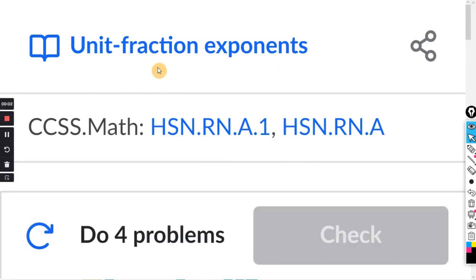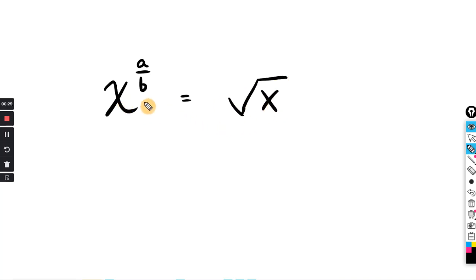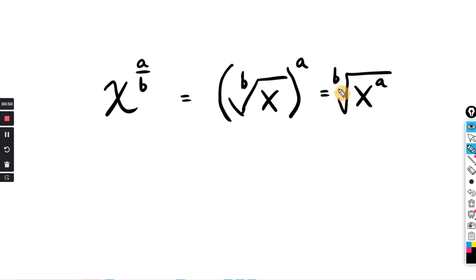This will be for the con exercise, unit fraction exponents. So one thing you need to know for this exercise: if you have a number or variable, let's say x to the power of a over b, and you translate that to the radical symbol, the base number is x, the root is going to be in the denominator, so that's the b root, and this whole thing is to the power of a. You can also write it as x to the power of a and the b root of that whole thing.